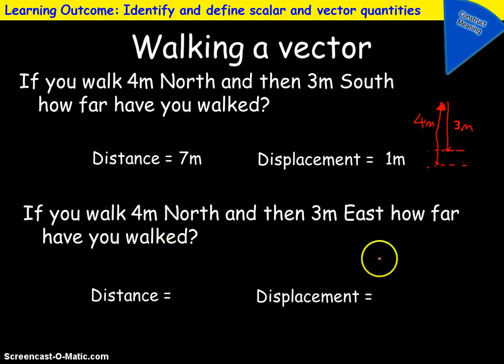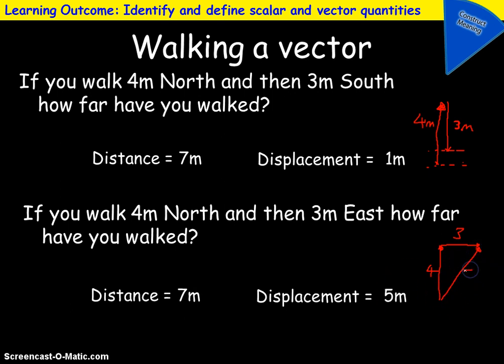So if I've walked 4 meters north, but then I walk 3 meters east, so I've got 3 and 4, I've then got to work out what my total distance is. It's still 7 meters. That's not changed. But my displacement now is very different, because it's going to be this distance here, okay? And I've got to have a method of working it out.